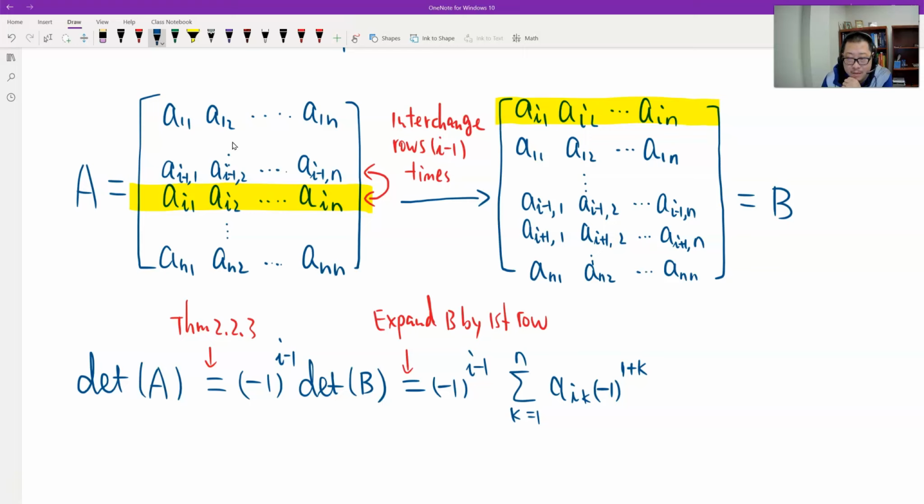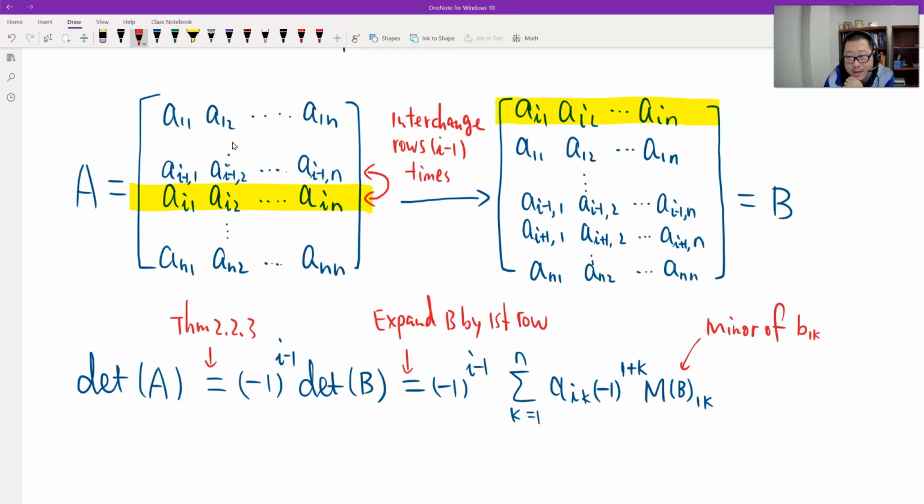So 1 plus k is the position, and then times the minor. But the minor is the minor of B. So how do we say it? Let me use this notation: M(B) means the minor of B. The position should be 1k, right? The first row and the kth column. Okay, see, this is the minor of B1k.